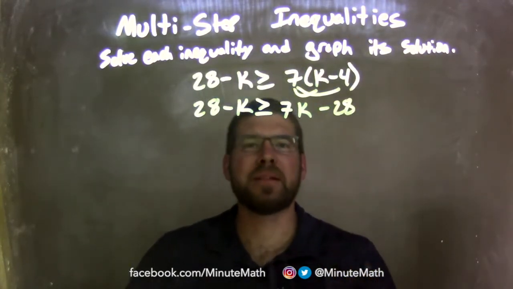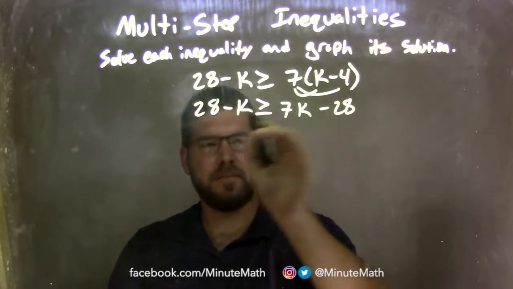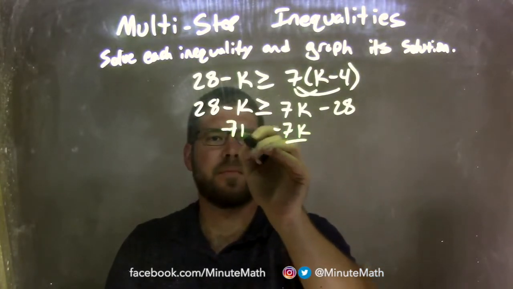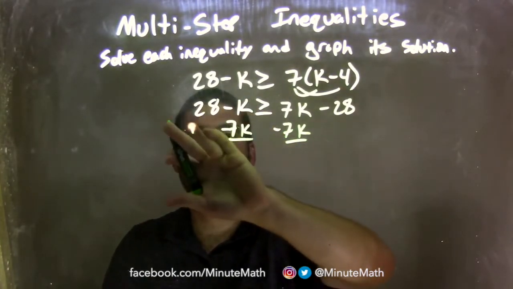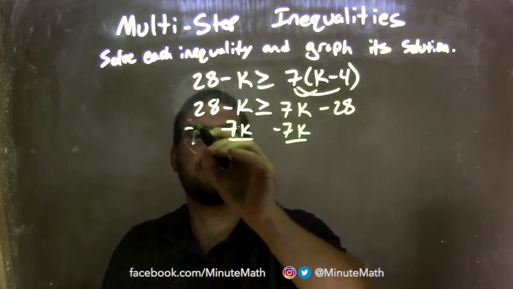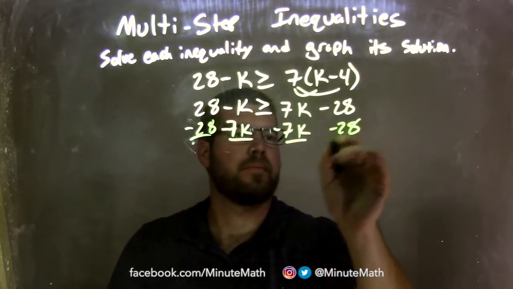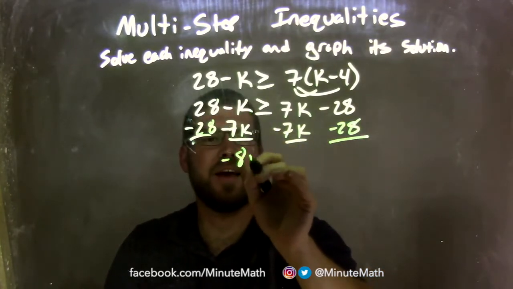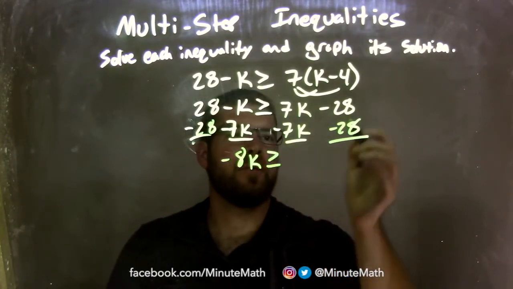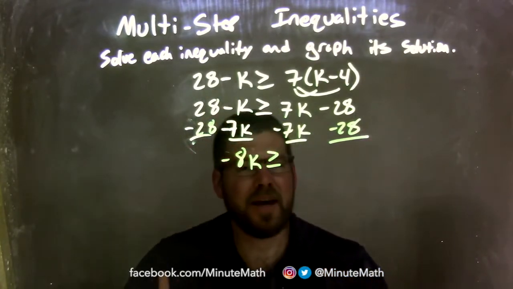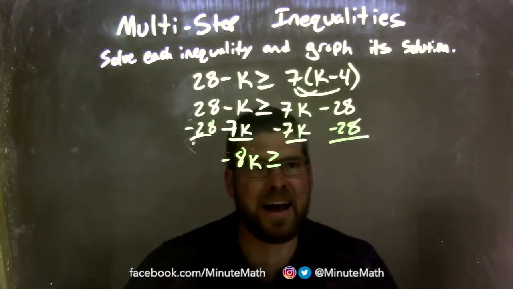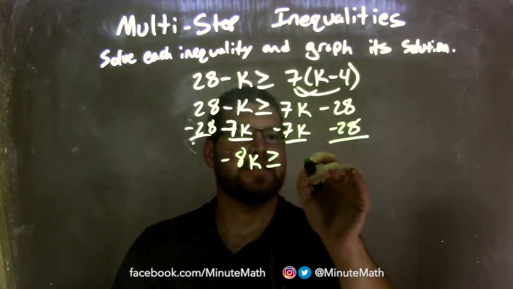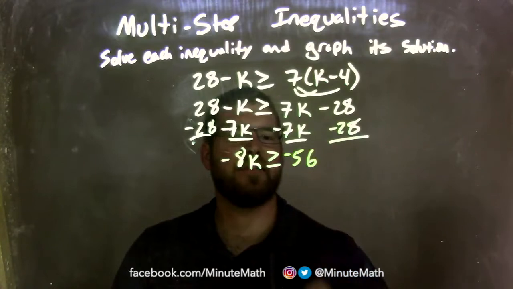Okay? So now I'm going to bring my like terms together. So let's bring my k's to the left and my numbers to the right. So I'm going to subtract the 7k from both sides. And I'm going to subtract the 28 from both sides, leaving me with negative k minus 7k is a negative 8k on the left is greater than or equal to negative 28 minus 28. Okay, so we're kind of adding them together, but they're both going to be negative here. That comes out to be, is it 56? Yeah, 56. But negative 56, okay?